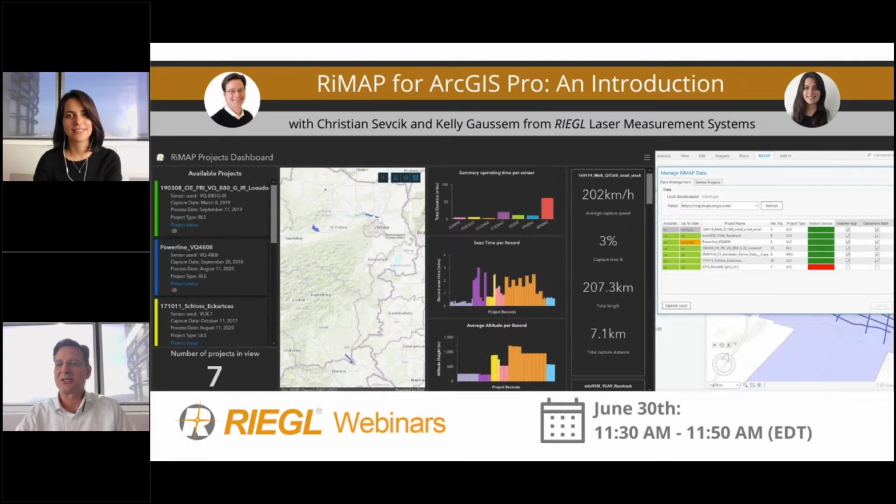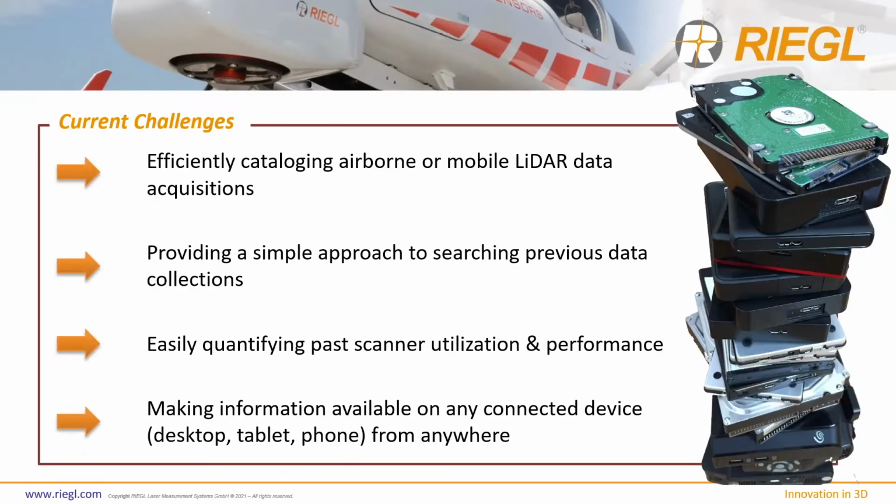I think as a service provider or owner-operator with a bunch of data collections piling up over time, I assume some of you experienced one or the other of the challenges listed on this slide. So the central question for us was, how do I keep track of these collections? Is there a way to get an overview and search for any collections? Or even how do I make this information available to others, maybe work colleagues, team, or clients? So I think this is where RiMAP comes into play.